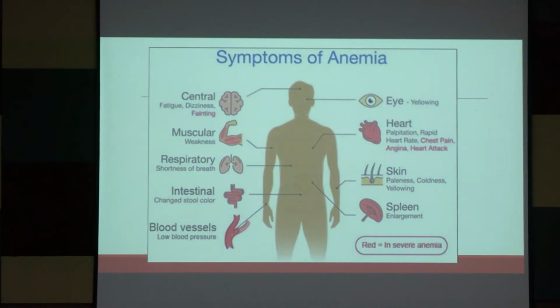So this is a diagram, just see the symptoms. CNS symptoms: fatigue, dizziness, fainting, muscular weakness. Shortness of breath in the respiratory system. Intestinal change: stool color. If there is blood in stool, there will be black tarry stool. Blood vessels: low blood pressure. Eye yellowing because of the icterus. Heart: palpitation, rapid heart rate, chest pain, angina, heart attack. And skin paleness, coldness, yellowing, and there will be spleen enlargement. So in severe anemia, we are going to get this chest pain, angina, heart attack, in the severe cases.